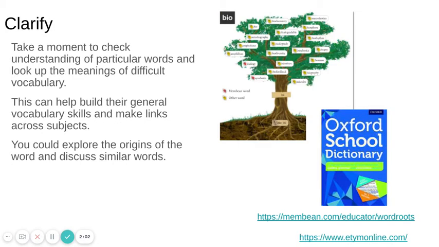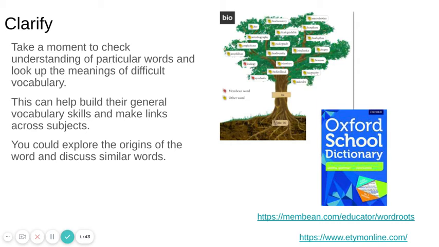And the second thing is to then clarify any words that they are not sure of. So it can be looking up the meaning of difficult vocabulary, doing that together. It could be talking about what words are similar, and that's one of the skills that they may have been developing through their lessons as well, trying to build the links across the curriculum.